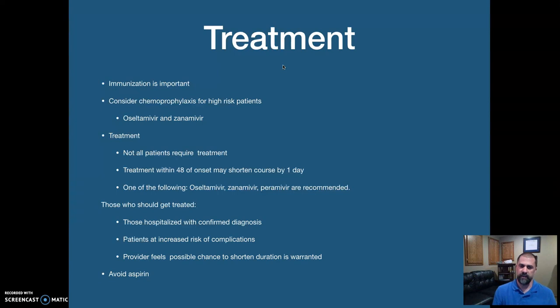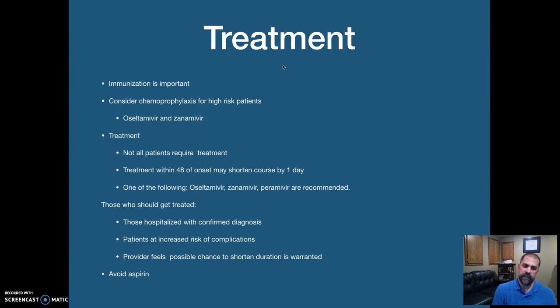It's said that treatment should begin within 48 hours of onset of symptoms or fever, and this will shorten the course by 1 day, but this is debatable, and it's even debatable if treatment does anything at all. And again, we use oseltamivir, zanamivir, peramivir as treatment.